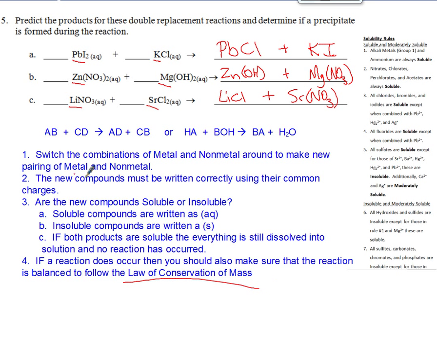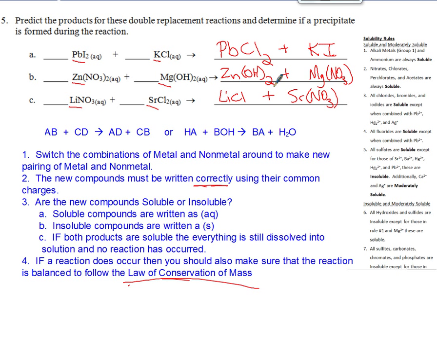Okay, so we made the new pairings. Now the new compounds must be written correctly using their common charges. So here, lead was a +2, and chlorine is a -1. There's got to be 2 chlorines. You just made it worse. Now there's 2 chlorines and only 1. Relax, we'll fix the law of conservation of mass at the end. Use the charges to make the new compounds. Alright, potassium's a +1. Iodine's a -1, so that's the correct formula for this new compound.